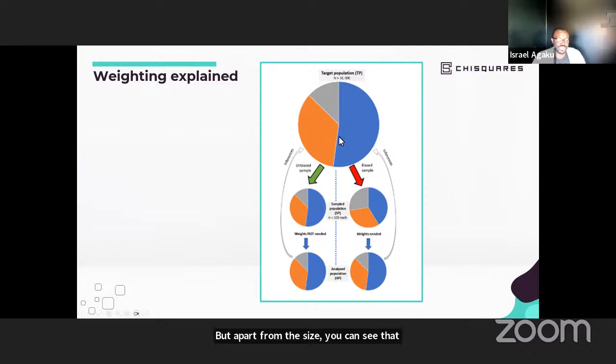Now, this is what we want ideally, right? And this happened because we drew a random sample. Since the sample was random, it allowed the characteristics of the population here to be retained in the sample. So in this kind of scenario, we don't need weights. Now here is where we have a biased sample. You can see that blue is more than half here, but it's less than half here.